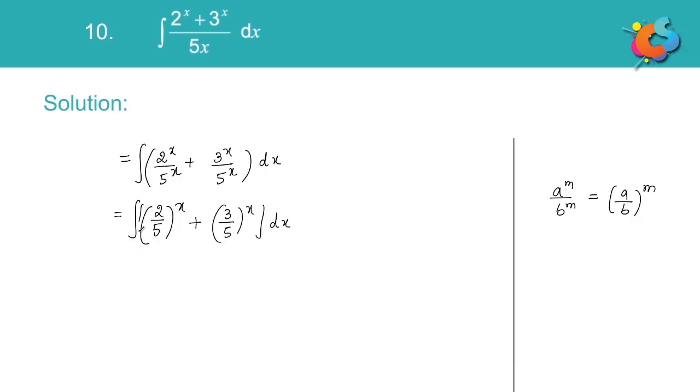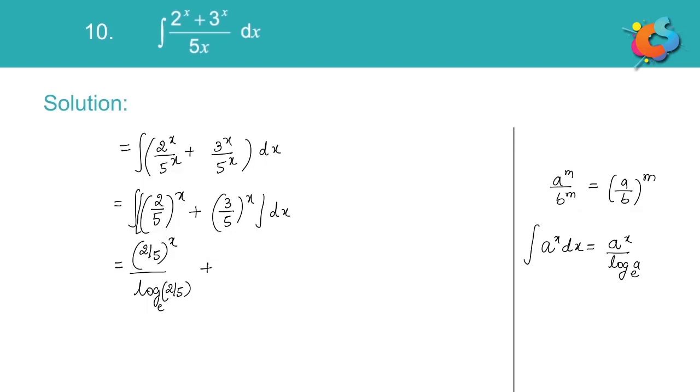We'll integrate this with respect to x. We know that integration of a power x is a power x by log a base e. So therefore, integration of 2 by 5 whole power x, if we look at the formula, in place of a we have 2 by 5. So that integration of 2 by 5 whole power x becomes 2 by 5 whole power x by log of 2 by 5 base e, plus. Again, integration of 3 by 5 whole power x is 3 by 5 whole power x by log 3 by 5 base e, followed by the constant c.